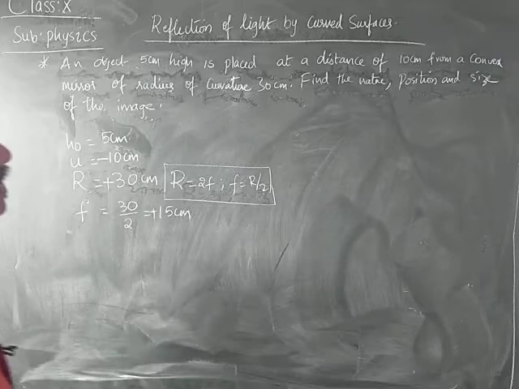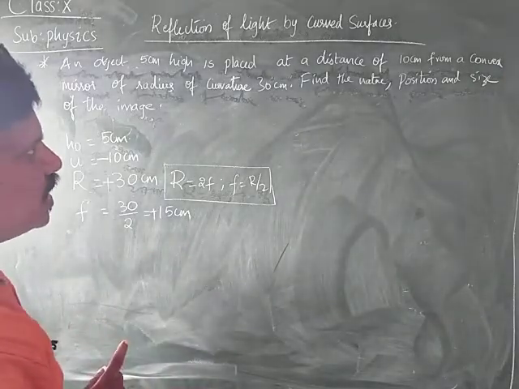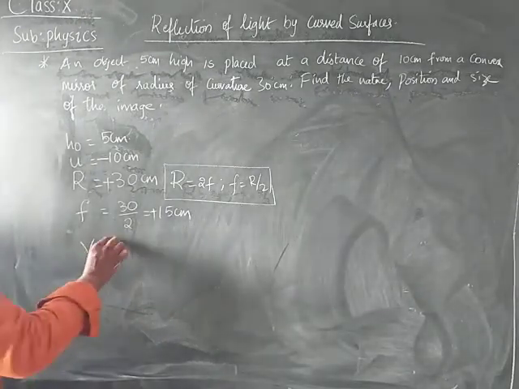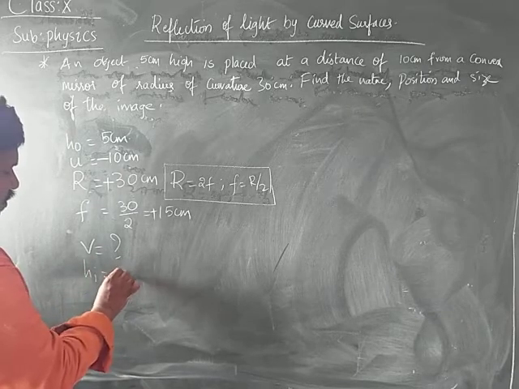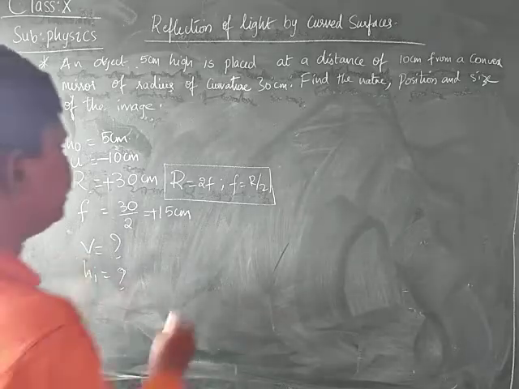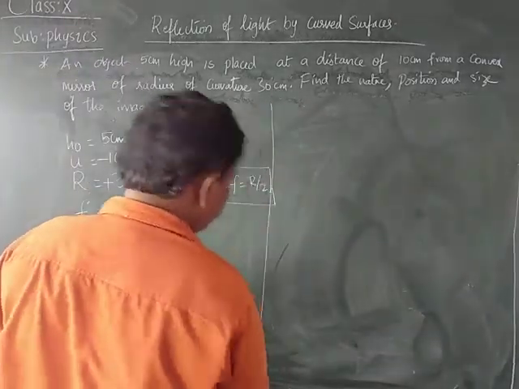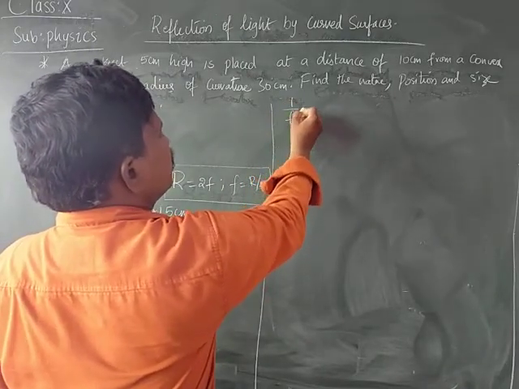Now what is he asking? He is asking to find the nature, position and size of the image. He is asking for the position of the image, that is the image distance. He is asking the height of the image, and the nature of the image. Therefore first we will find the image distance. To find the image distance, we use the mirror formula.